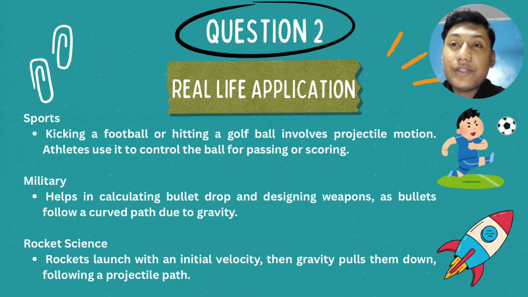For the next question, explain 3 applications of projectile motion. Okay, first, in sports, when a footballer kicks a ball or a golfer hits the ball, they are using projectile motion. The path the ball takes through the air depends on how it's kicked or hit, and this helps players control where the ball goes, whether it's for scoring or passing.